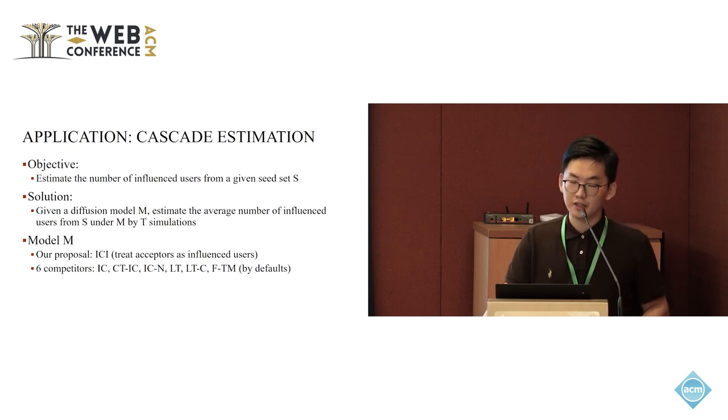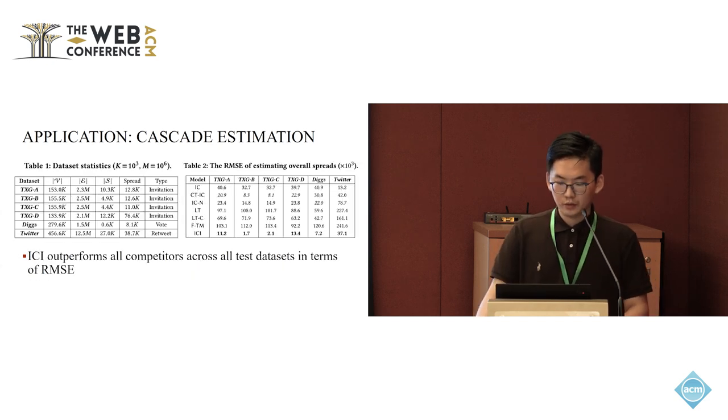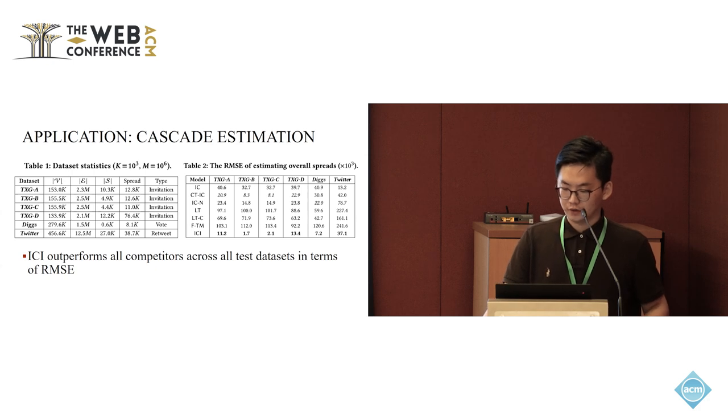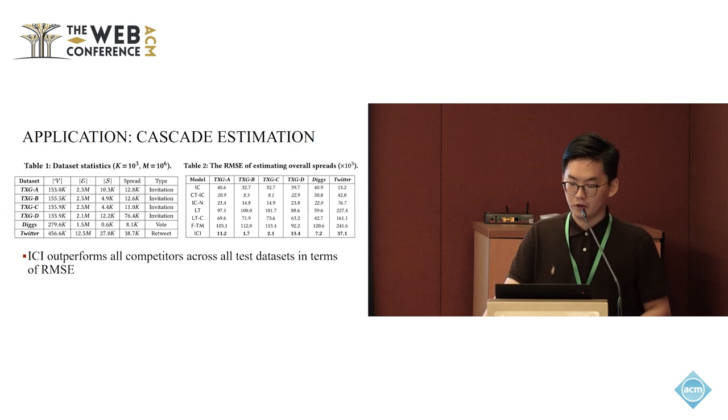IC is the independent cascade. CTIC is the IC model considering the continuous time. And ICN is another variant of IC that considers the negative opinion. And LT, LTC, and FTM are all based on the linear threshold. Here we compare six datasets. The first four are from the Tencent games, and the last two are the public datasets from Snap. Based on the RMSE, we can find that our proposed model can outperform all the competitors in all the test datasets.